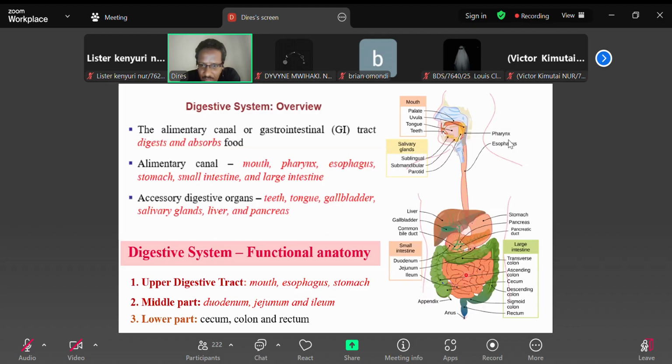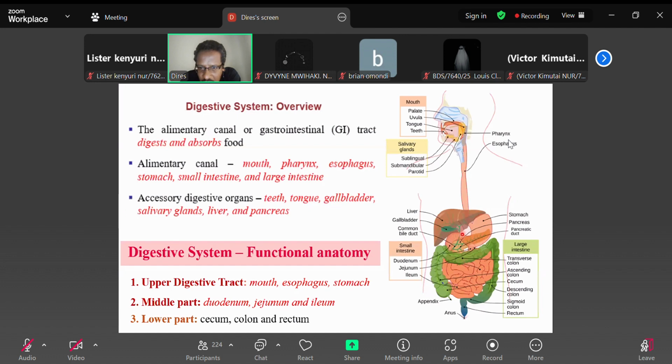This is called intestine, DJI. Don't forget the order. DJI. You have the duodenum, the jejunum and the longest, ileum. So these are the three parts of the small intestine, also called the middle portion of the GI.